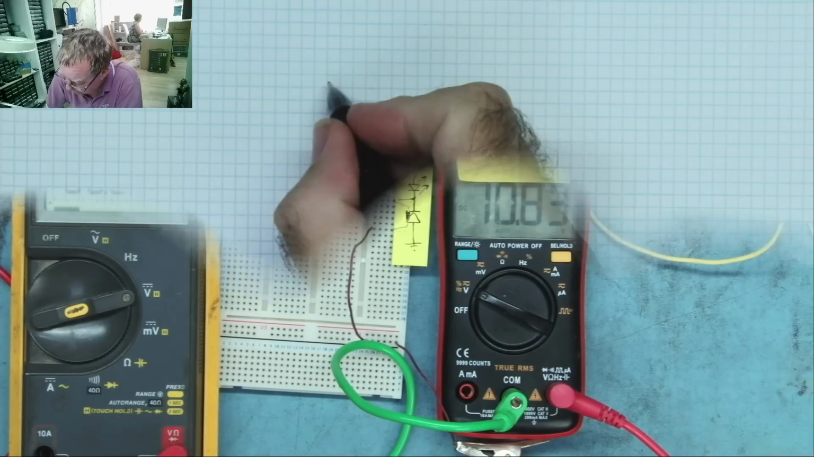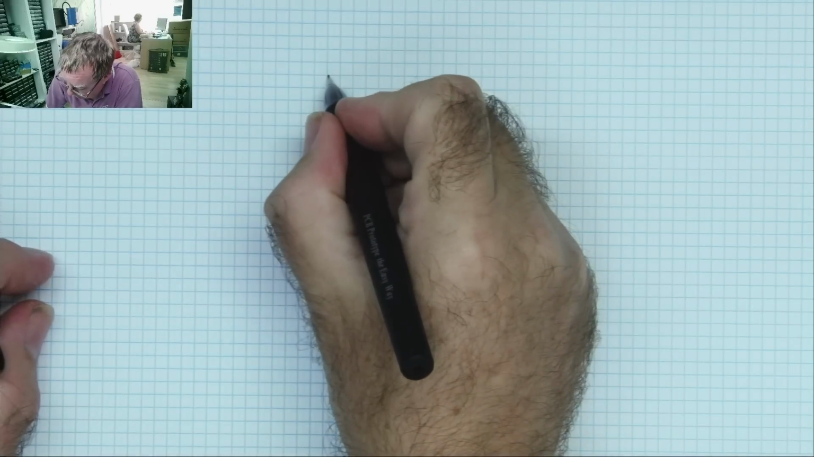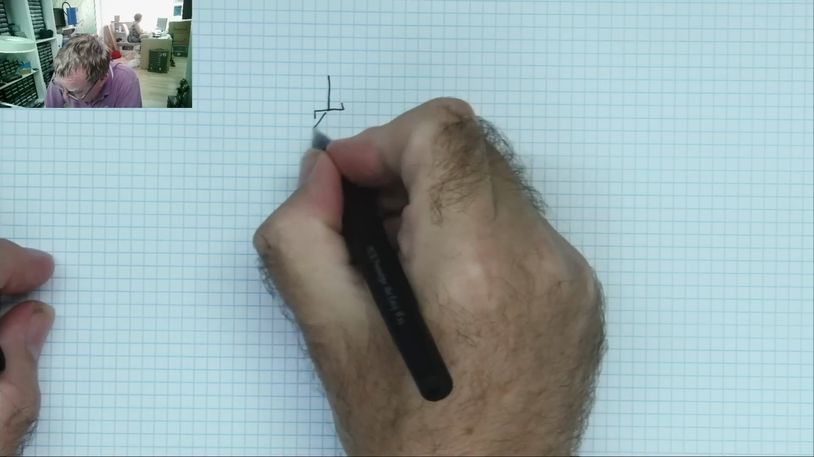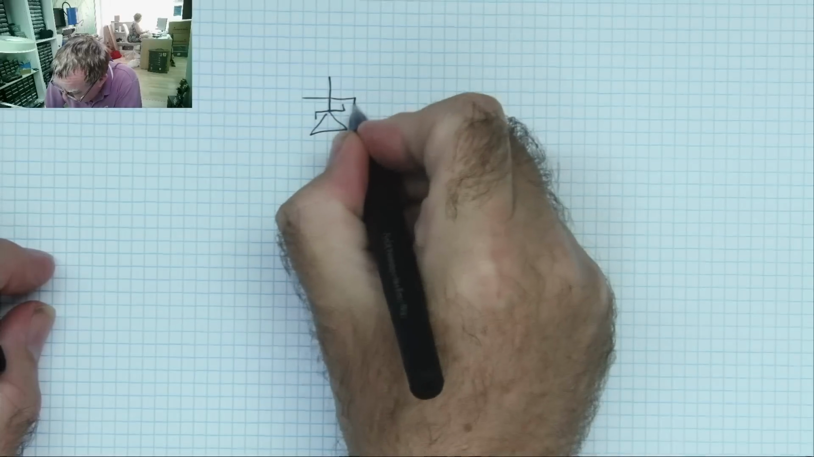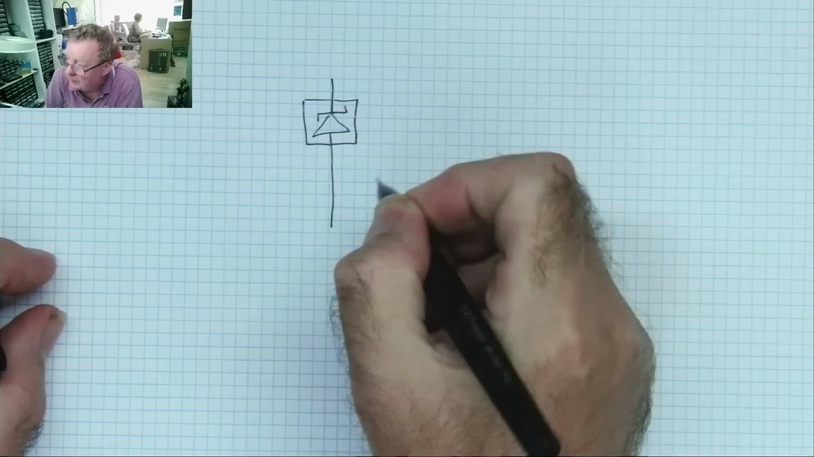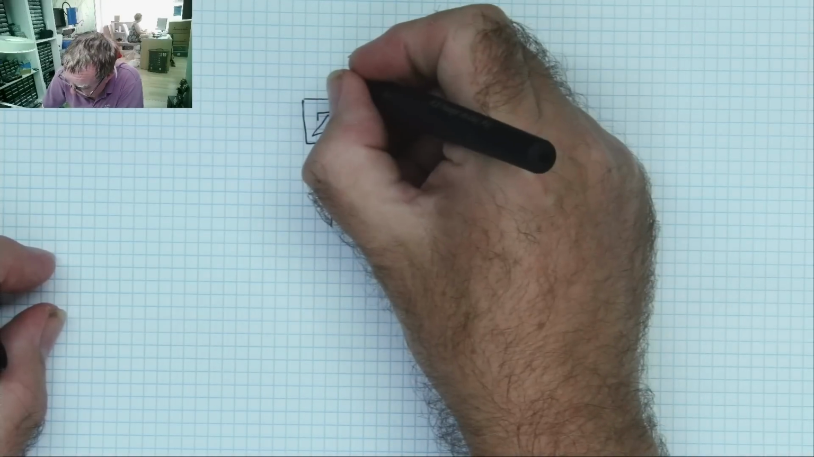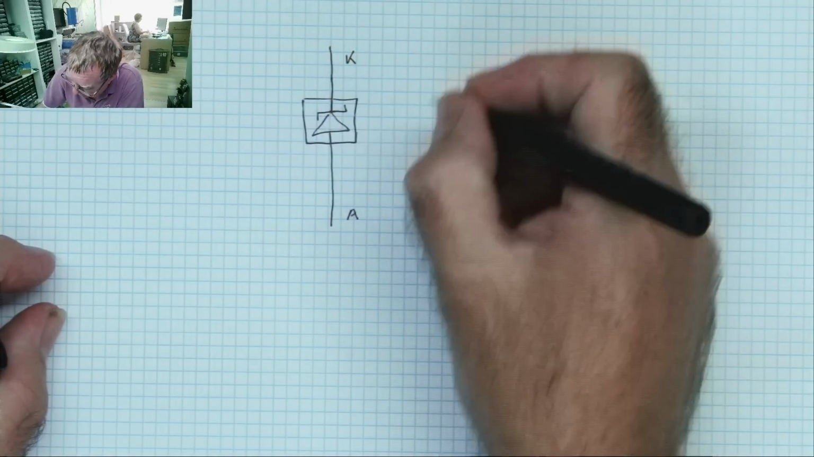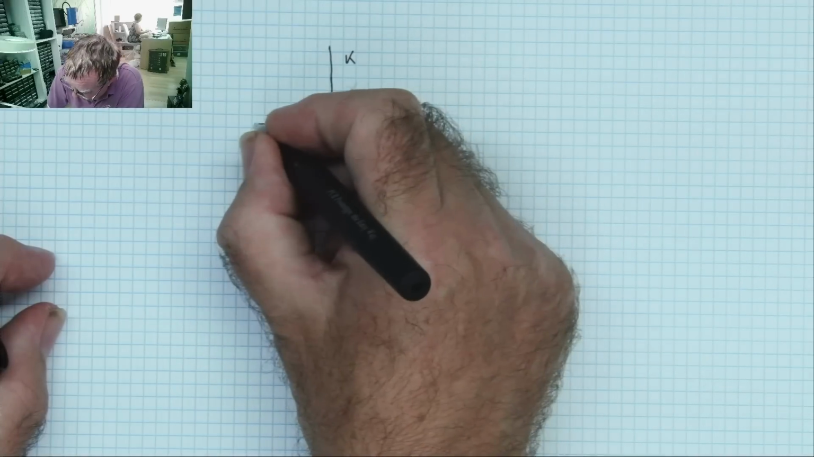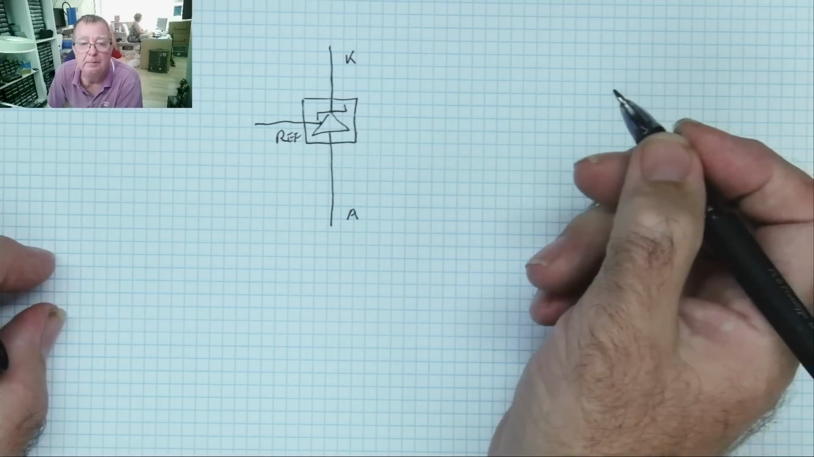Okay, this is the symbol for TL431. There are a few variations on this symbol. I'll just draw this one. This is the one from the Texas Instruments datasheet. This is the anode. This is the cathode. And this is the reference pin, R or ref.